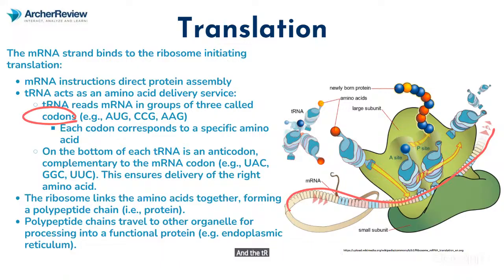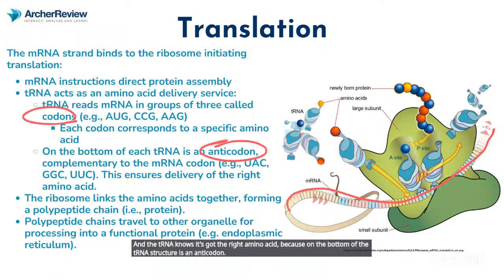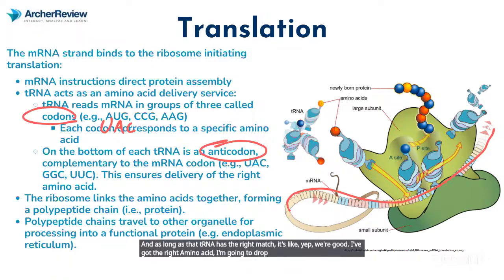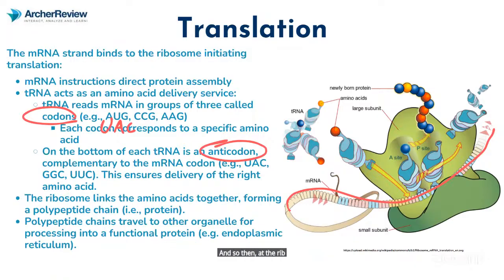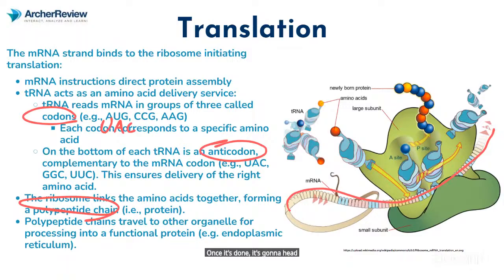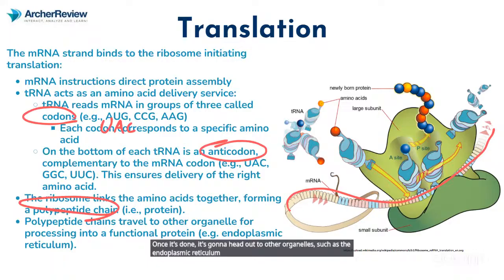And the tRNA knows it's got the right amino acid because on the bottom of the tRNA structure is an anticodon. And so they line up. So if the mRNA was AUG, our tRNA would be UAC. And as long as that tRNA has the right match, it's like, yep, we're good. I've got the right amino acid. I'm going to drop it off and go get another. And so then at the ribosome, those amino acids are being linked together, forming a polypeptide chain that will ultimately become a protein. The polypeptide chain will form at the ribosome, and then ultimately, once it's done, it's going to head out to other organelles, such as the endoplasmic reticulum, in order to fold it into a functional protein.